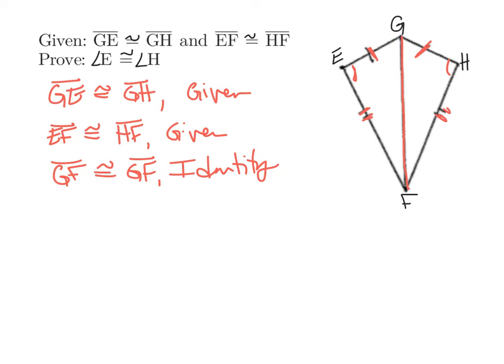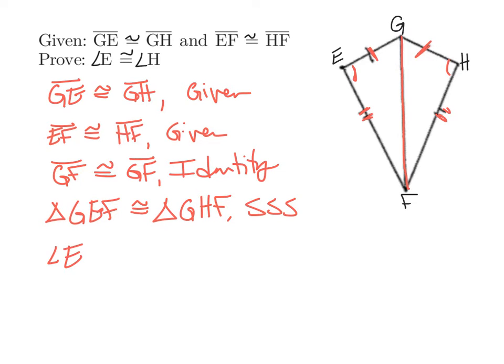With those three things now, we know that our two triangles are congruent. The triangle GEF is going to be congruent to triangle GHF. Because what we have here are all three sides in both triangles being congruent. That means that all three angles are going to have to match up as well. So angle E is going to be congruent to angle H by CPCTC.